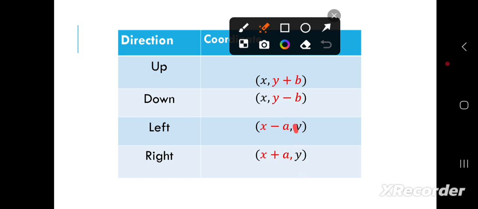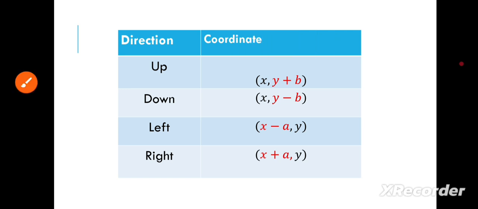If we want to move 1 unit, a will be 1. If we want to move 2 units, a will be 2. If we want to move 5 units, a will be 5. So however much we want to move, that is the number that is added or subtracted.